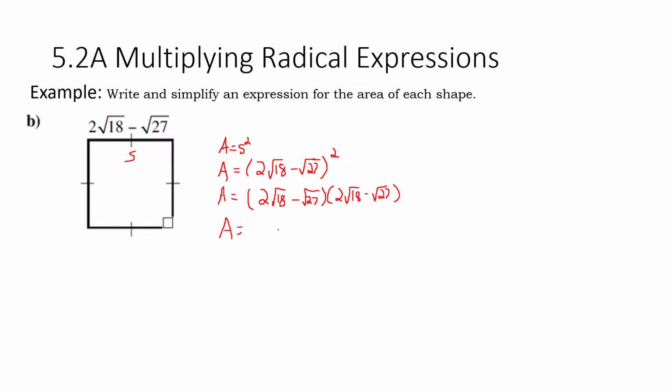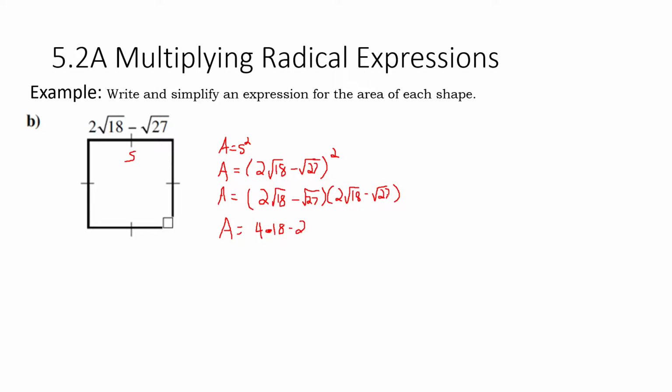So 2 times 2 is going to be 4. Root 18 times root 18, hopefully we're picking up by now, it's going to be a perfect square. We're squaring root 18, so it's just going to turn out to be 18. 2 root 18 times negative root 27, though. So 2 times negative 1 is negative 2.